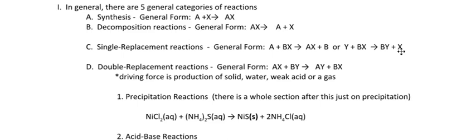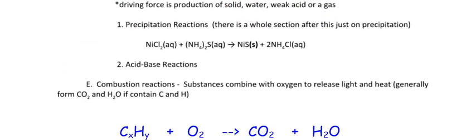Or a double replacement, which is what you're probably going to see more of. And notice what happens. The A and the B and the X and Y, they swap partners, okay? So this is where the metal ion of one ends up with the non-metal ion of the other, and vice versa. So it says the driving force is the production of a solid, water, weak acid, or a gas. And we can talk about these being precipitation reactions. This is what we're going to zero in on for the rest of the section.